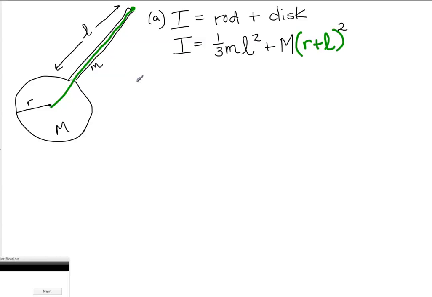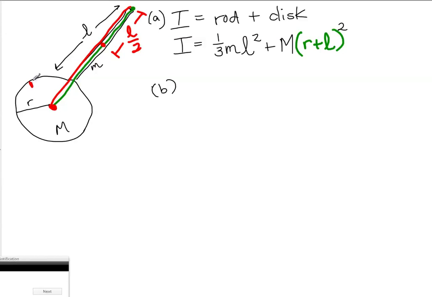Next, they want us to find the center of mass. Well, to find the center of mass of this combined object, what we need to do is find the centers of mass of the two things and then work with that. So if I look at the rod, I see that the center of mass of the rod is located right in the middle, right here. The distance from the pivot to this center of mass is L/2.